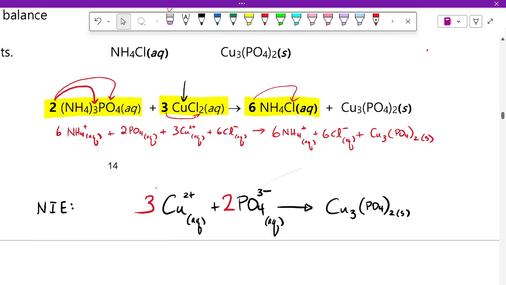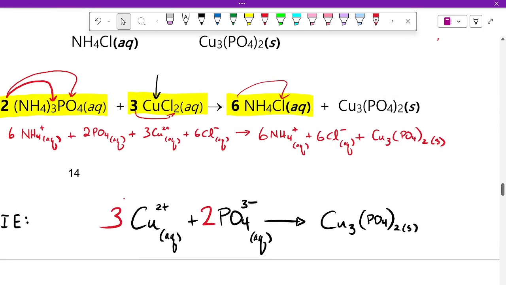And then if you needed to make it a net ionic equation, you would get rid of your spectators. 6 ammonium, 6 ammonium, 6 chloride, 6 chloride, and then you've got your net ionic equation. Okay, that's it. That's all we're going to do with that. Tonight's homework is going to be practice with that, because you need to be able to write complete and net ionic equations in your sleep. Forwards, backwards, in your sleep.